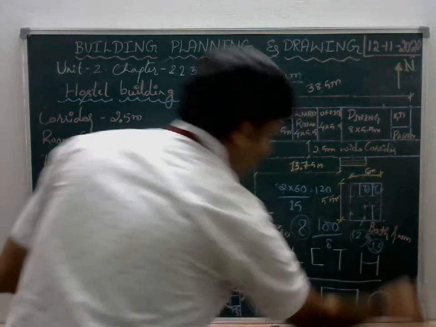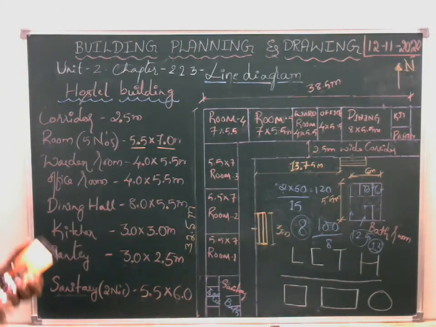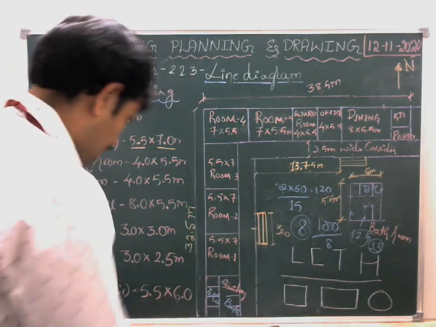So that means if you want to accommodate 100 students, you require 13 toilets. This is a basic calculation and a very simple calculation.